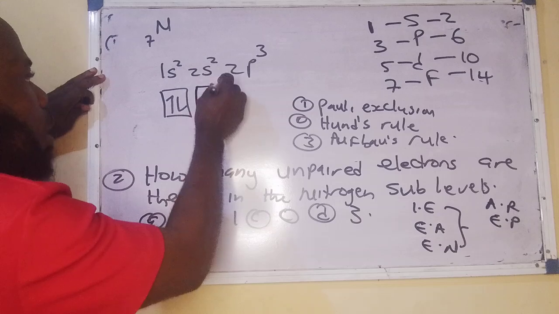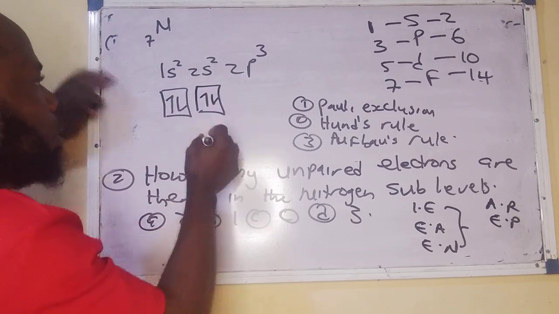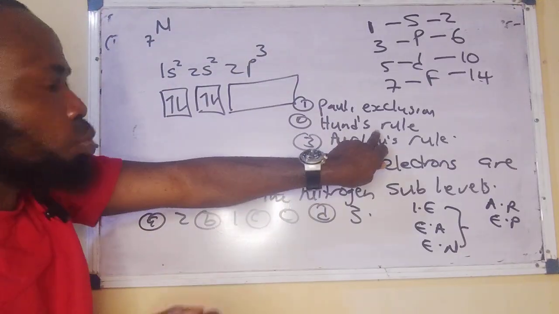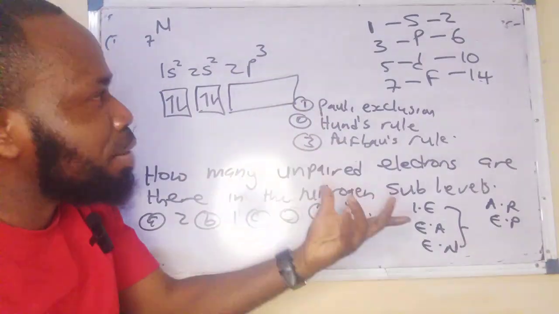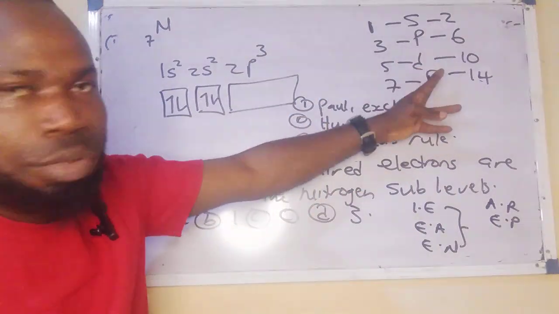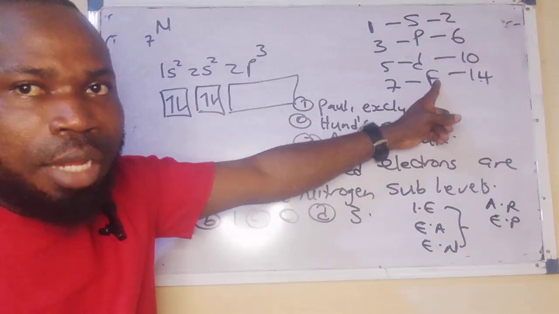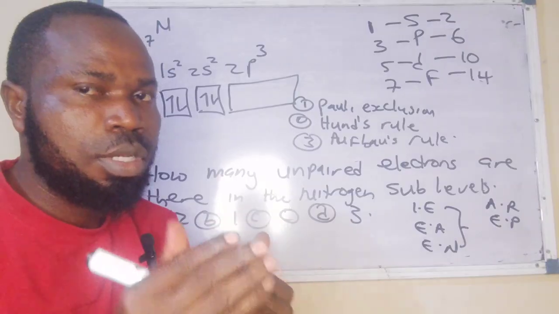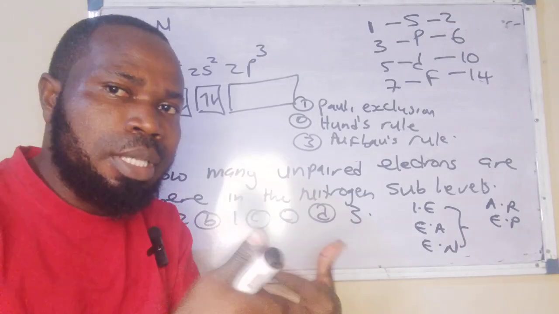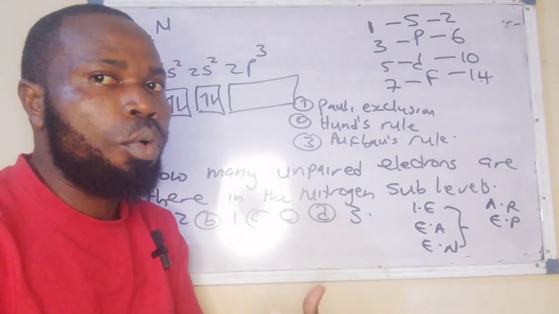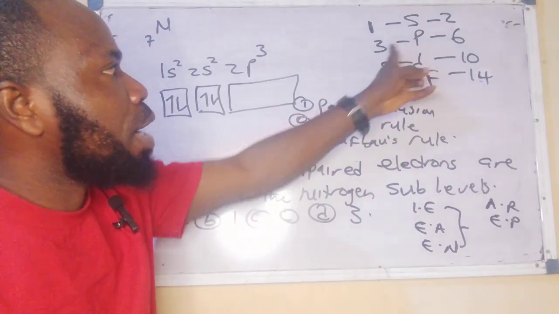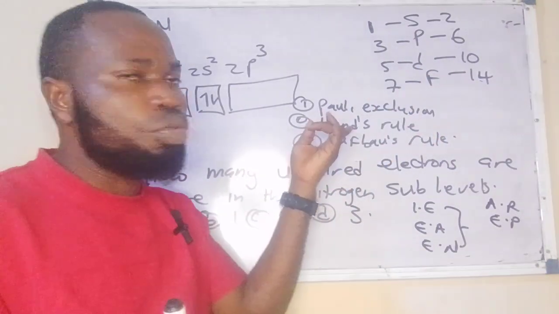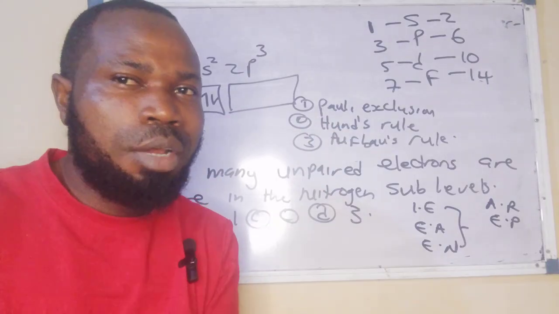Now we have this other one: S has 1 orbital, which holds 2 electrons. Then when it gets to P, we apply Hund's rule. Now, Hund's rule only applies to degenerate orbitals. These orbitals or levels are known as degenerate orbitals. They exhibit degeneracy, which means they exhibit multiplicity, that is, they have multiple orbitals. P has 3, D has 5, F has 7. So Hund's rule only applies to degenerate orbitals.